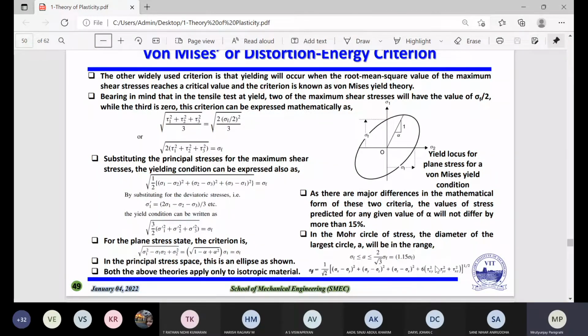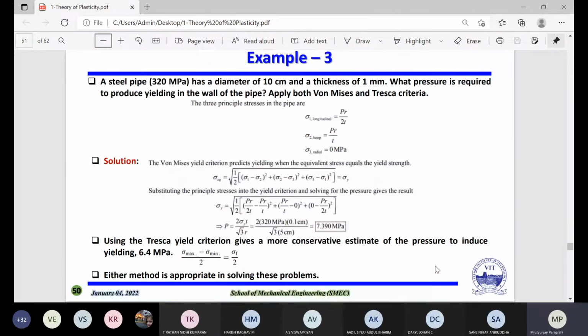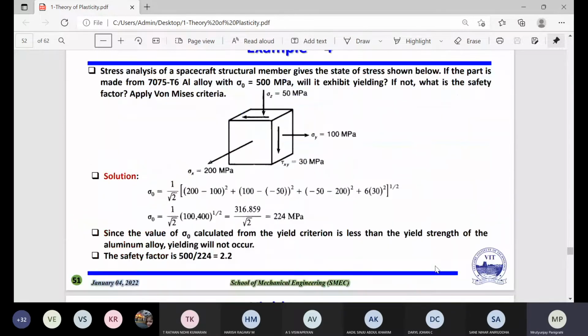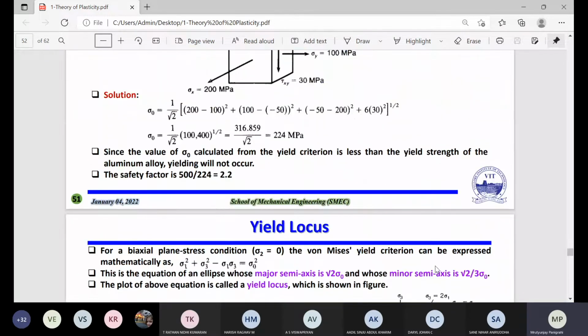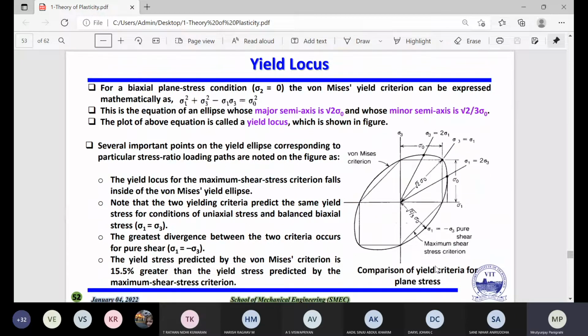I'm not going to derive that one. Based on this, we have done these two numericals. Just cross-check. Maybe I will upload whatever remaining portion, maybe 3-4 slides I have. So I will update this one by today.